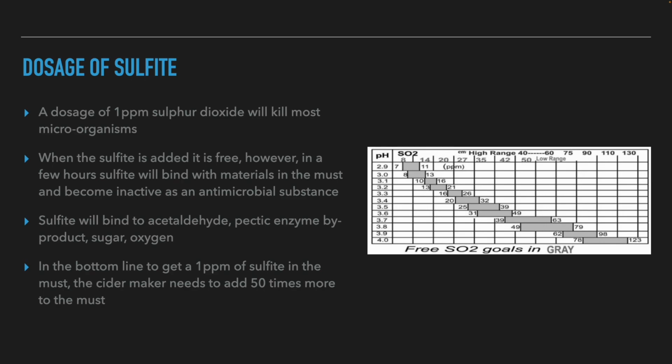The amount of sulfite that will remain free depends on the amount of sulfite the cider maker will use and the pH of the cider. You can see in the table that the higher the pH, the more sulfite is needed. Basically, to have 1 ppm free in the must, 50 times that are needed.